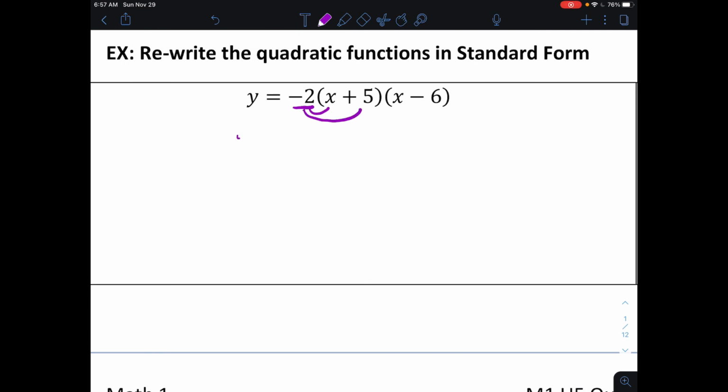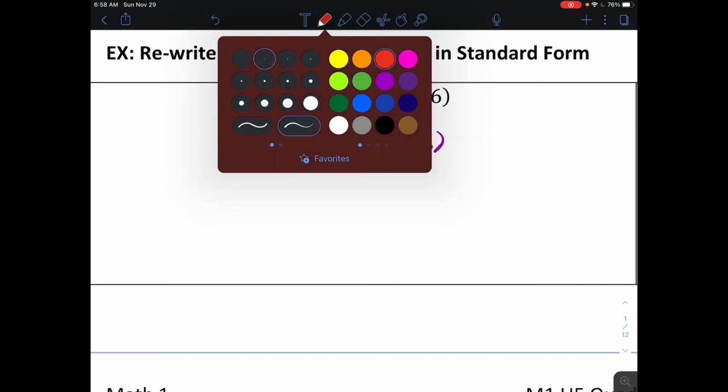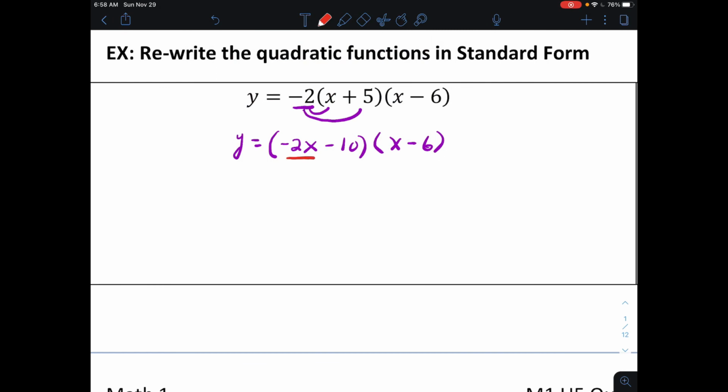And so when we do that, we'd have y equals. Now, because I still have that x minus 6 there, I'm going to put that negative 2 inside the parentheses, so I'd make negative 2x minus 10. And then we still have the times 6 minus x. So we multiplied the first part. Now we have to distribute again so that I can get everything out of parentheses.